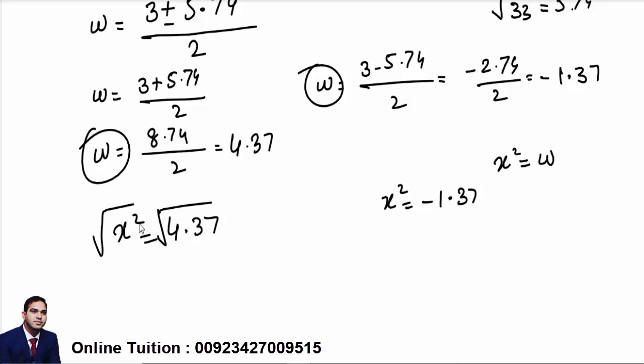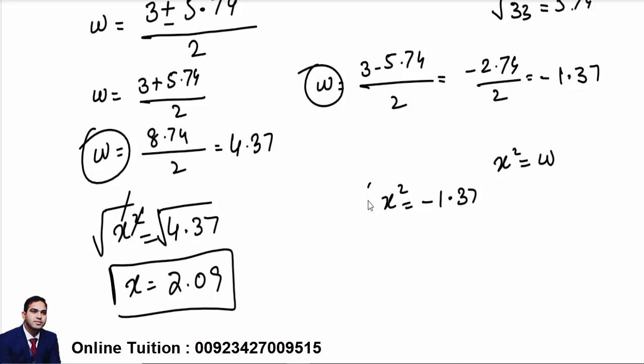This will cancel, and the answer of x is equal to 2.09. This is the answer of one x, and this is the square root on both sides.